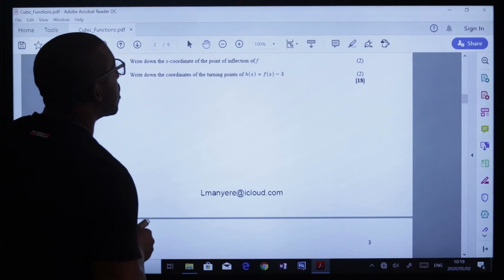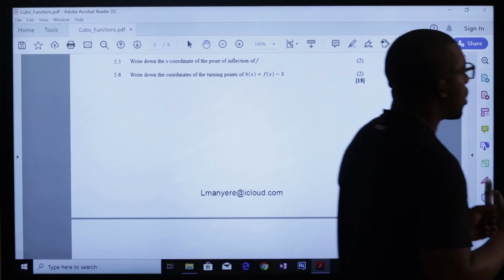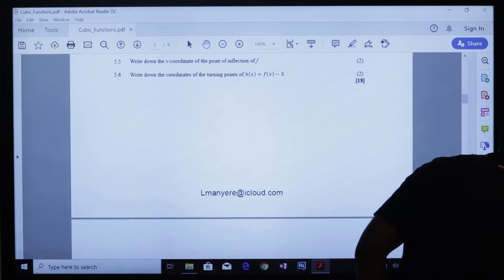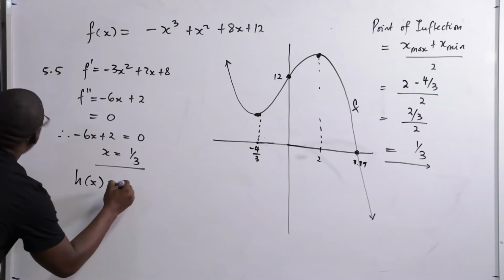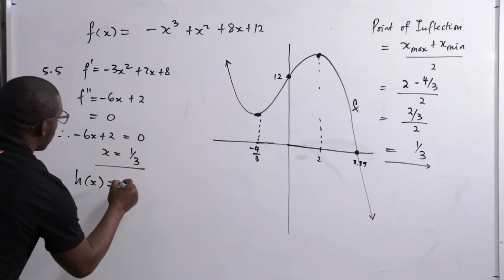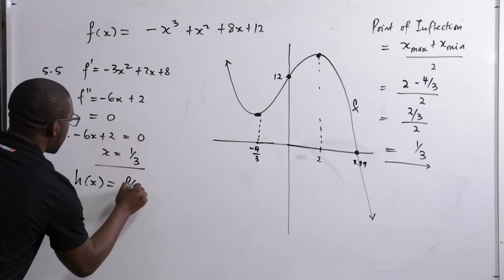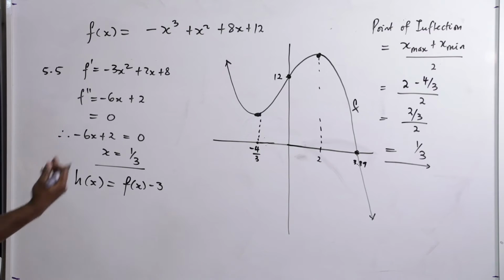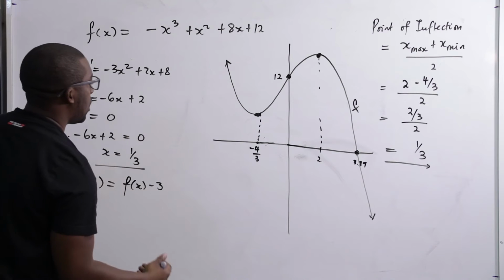Write down the coordinates of the turning point of h of x. h of x is equal to f of x minus 3. So what has happened there? You don't need to get the new equation. What we know for a fact is that the y-coordinate at the turning points has been changed by 3 units going down.